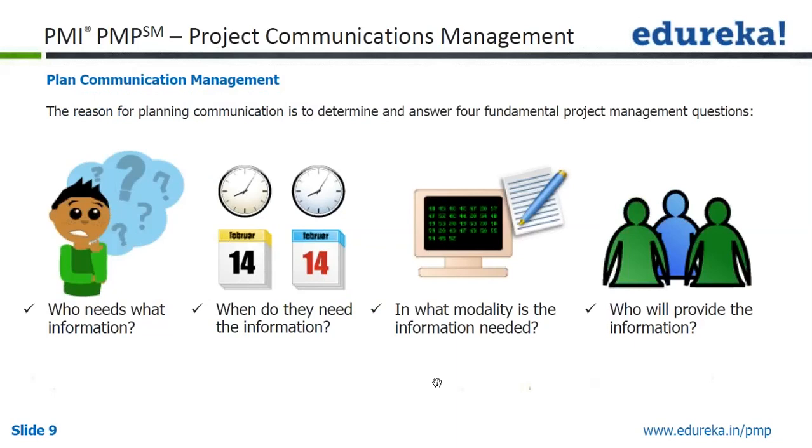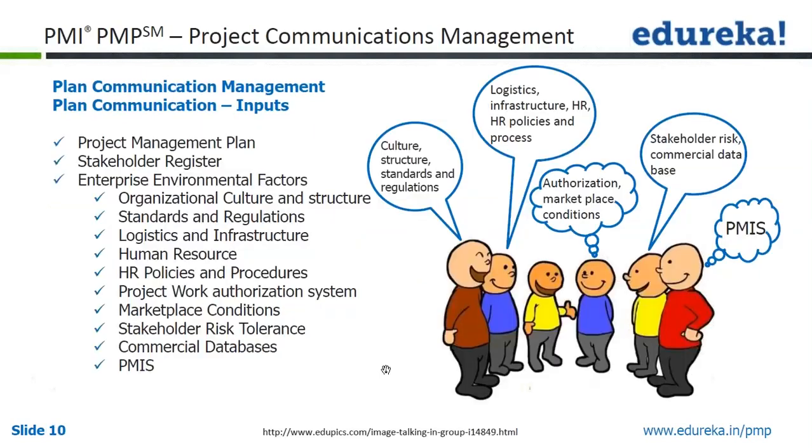Plan communication management. The reason for planning communication is to determine and answer 4 fundamental project management questions: who needs what information, when they need it, what kind of mode we will use, and who will provide the information. So this is from a stakeholder, customer or anybody. So what time, what kind of communication they need, whether it will be paper based or email and so on. And before that you'll have to gather the information. So those are 4 important questions.